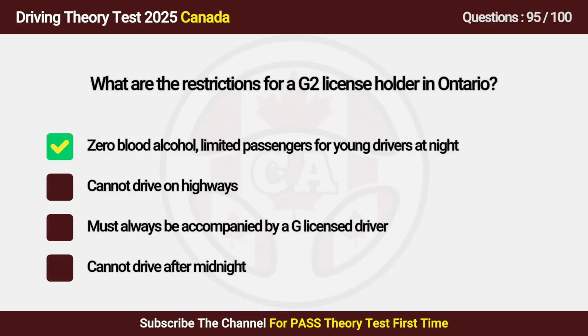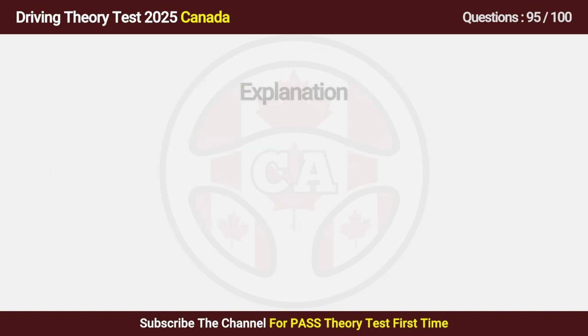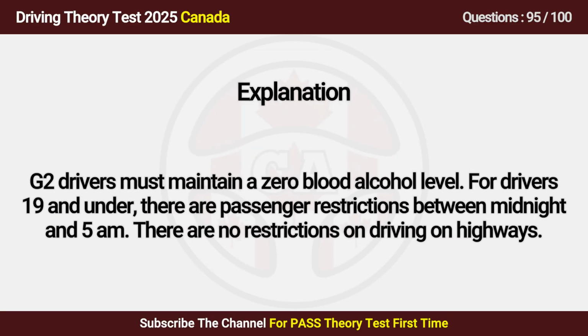Answer is A. Zero blood alcohol, limited passengers for young drivers at night. Drivers must maintain a zero blood alcohol level. For drivers 19 and under, there are passenger restrictions between midnight and 5 a.m. There are no restrictions on driving on highways.